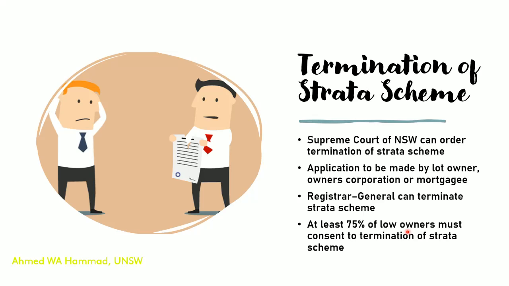An application can also be made by a lot owner in a strata scheme, or the owner's corporation, or the mortgagee, so the person lending money to an owner in that strata scheme. In this case, when the application is made, the Registrar General, which is the regulator that ensures the integrity of the New South Wales land title system, can terminate the strata scheme. However, for this termination to happen, there has to be at least 75% of the lot owners that consent to the termination of the strata scheme.